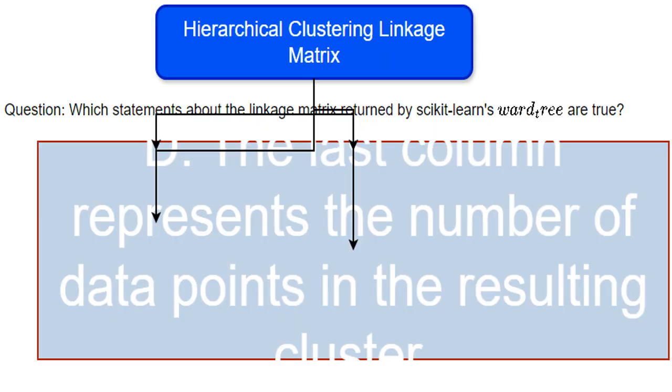The final column indicates how many individual data points ended up in the newly formed cluster after the merge described in that row. It's the total count of data points in the combined group. It's the size of the combined group. Crucially, it's not the total number of data points in the dataset.